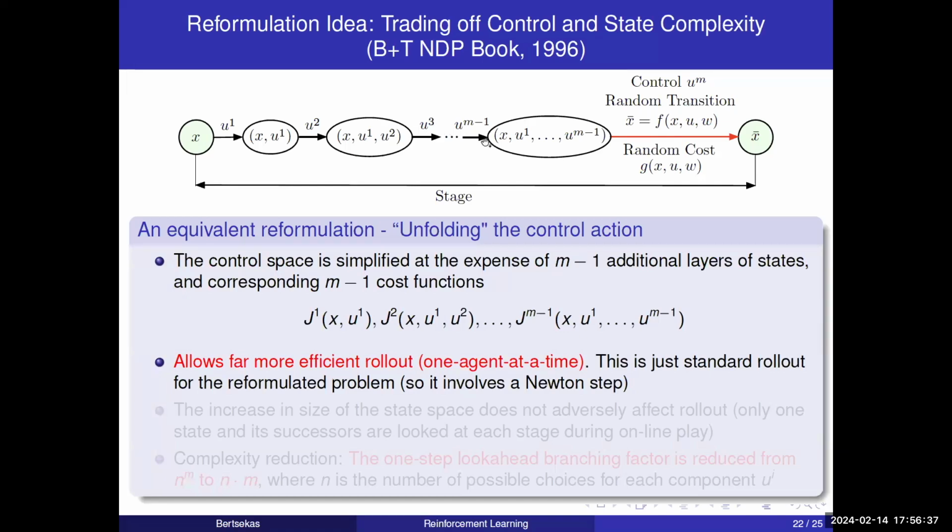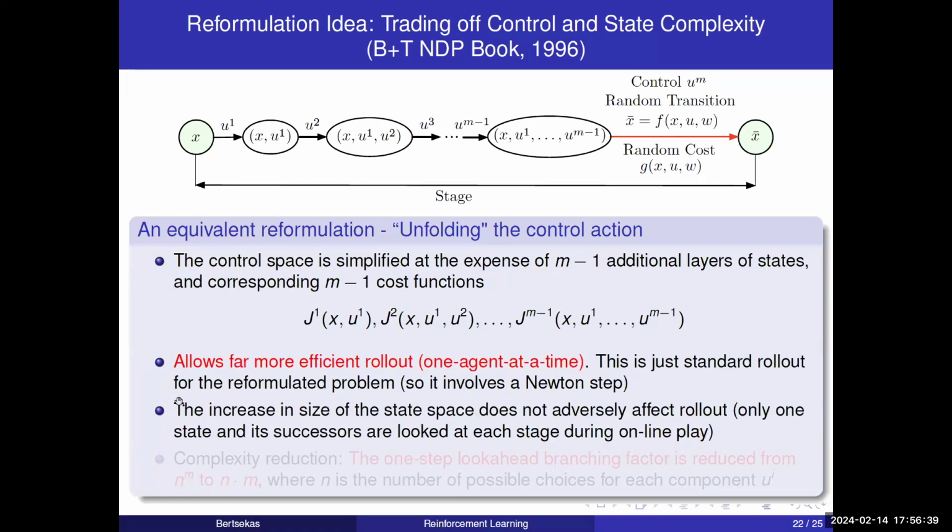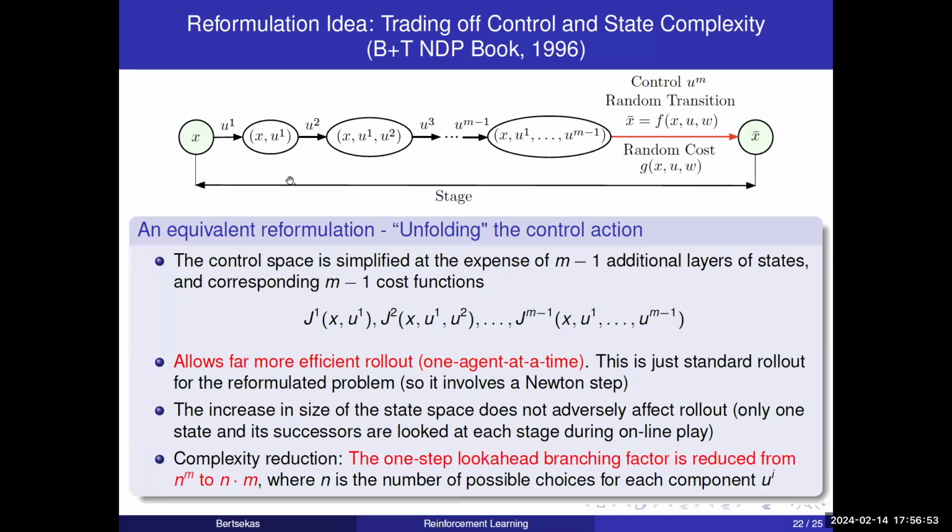component calculations. Another thing is that the increase in the size of the state space does not adversely affect the rollout policy. Only one state and its successors are looked at each stage during online play, like this. So the complexity reduction goes from considering n to the power m possible vectors to just considering one of n possible controls for each agent.